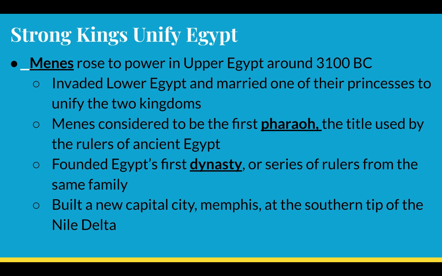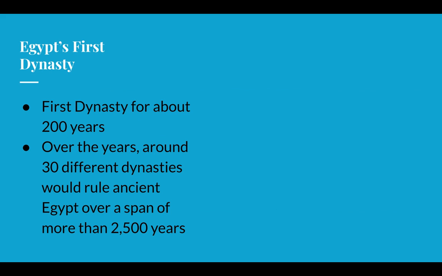Menes was considered to be the first pharaoh, and that's the title used by the rulers of ancient Egypt. They founded Egypt's first dynasty, or series of rulers from the same family, and they built a new capital city, Memphis, at the southern tip of the Nile Delta. The first dynasty ruled for about 200 years, and over the years, around 30 different dynasties would rule ancient Egypt over a span of 2,500 years.